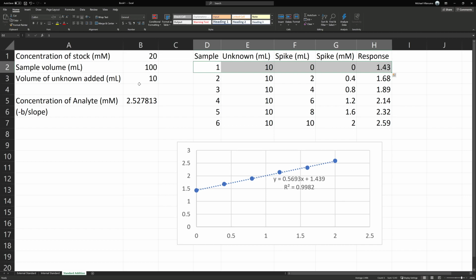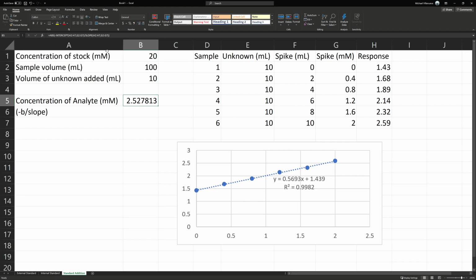What we want is the concentration of this unknown. So what we're going to do is tag one thing onto this entire equation. We are going to multiply it by, open parentheses, the ratio of the calibration sample volume divided by the volume that we added. What this is going to do is account for the dilution that we performed. And we will get our new concentration of 25.278.